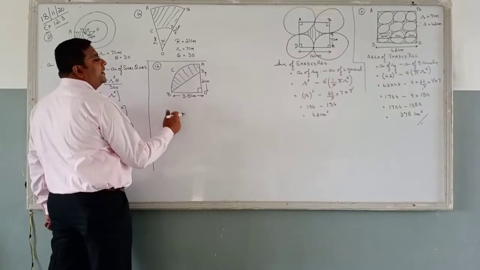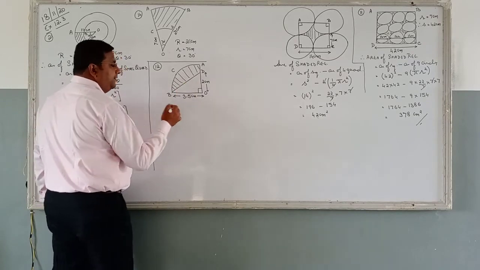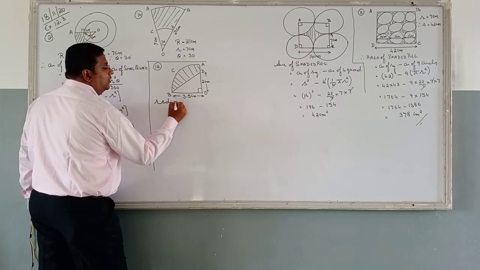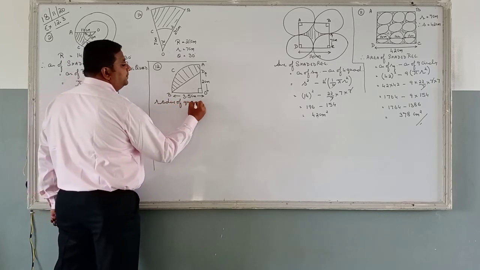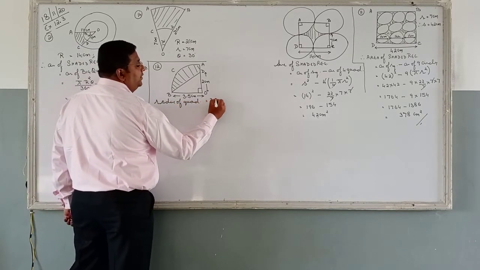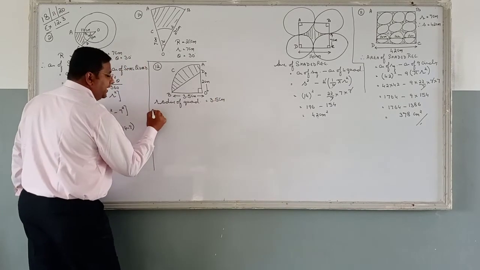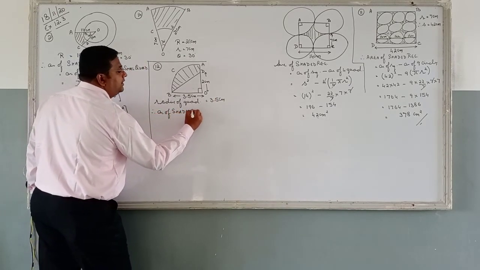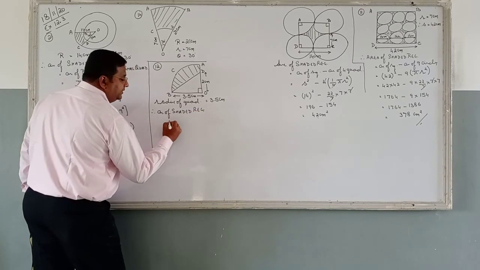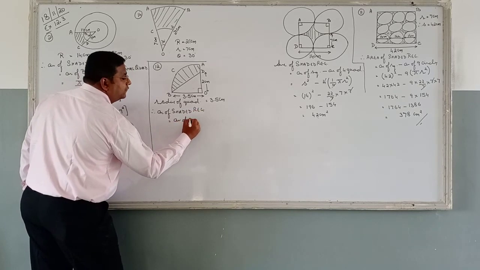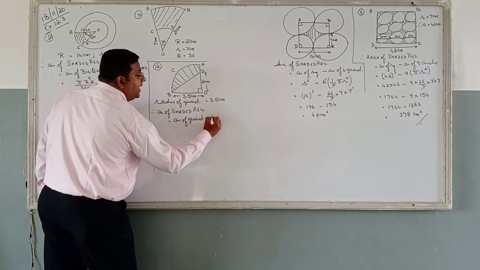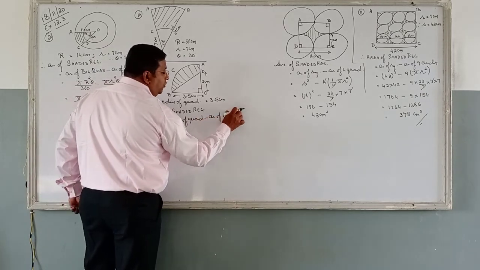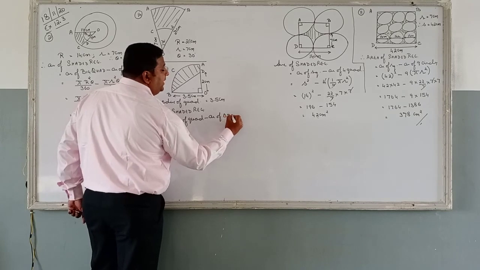So from quadrant, we subtract the area of this triangle. Radius of quadrant is equal to 3.5 centimeter. So therefore, area of shaded region is equal to area of quadrant minus area of triangle BOD.